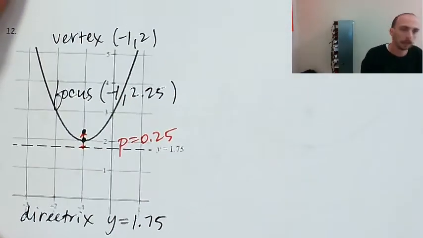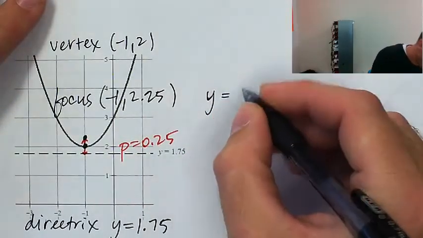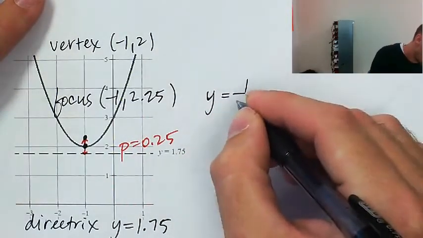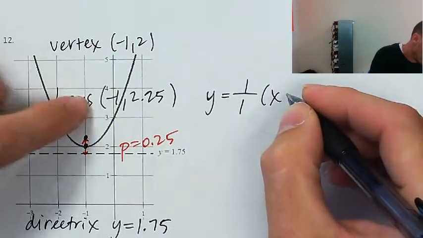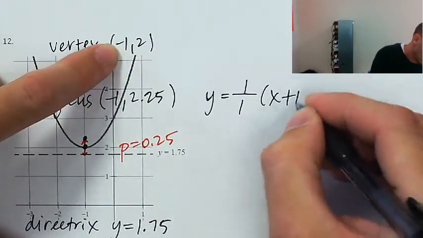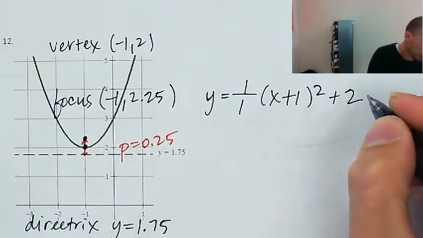Okay, so if I want to write a standard form equation, I got to start with a vertex form equation. So that's y equals 1 over 4p, well, 4 times 0.25 is 1, so 1 over 1, times x minus the x coordinate of the vertex squared, plus the y coordinate of the vertex.